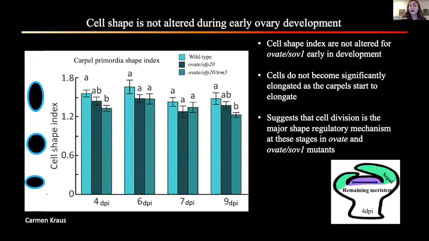TRIM5 seems like it may have a little bit of effect earlier in development, but I won't touch on that too much here. But basically this suggests, at least in the ovate and OFP20 double mutant, that the driving factor is probably more of a cell division mechanism rather than a shape or elongation mechanism at this very early stage.